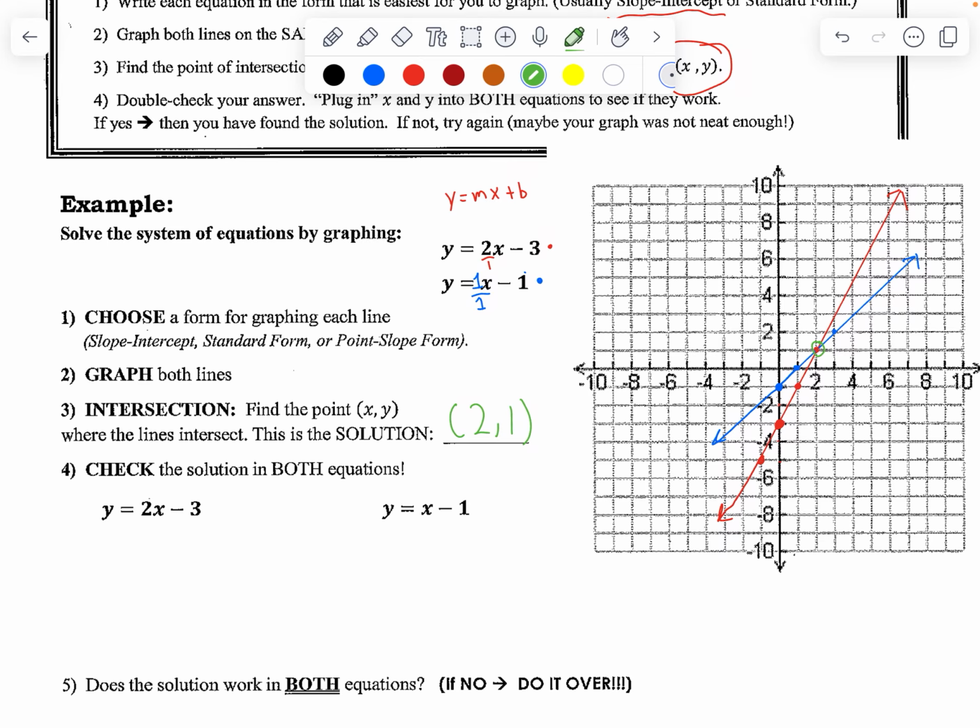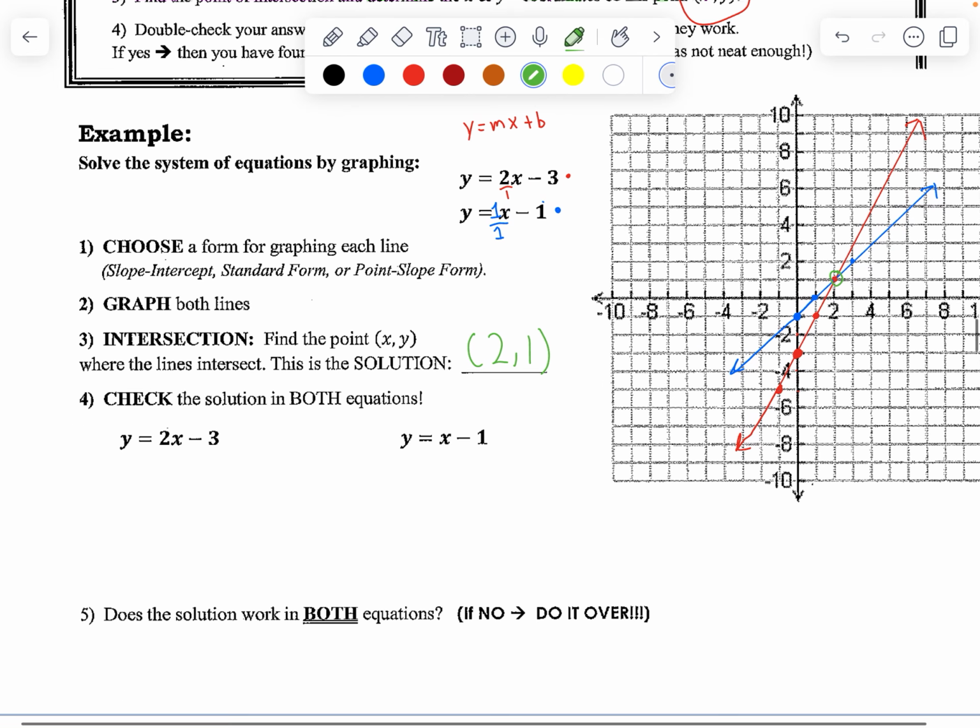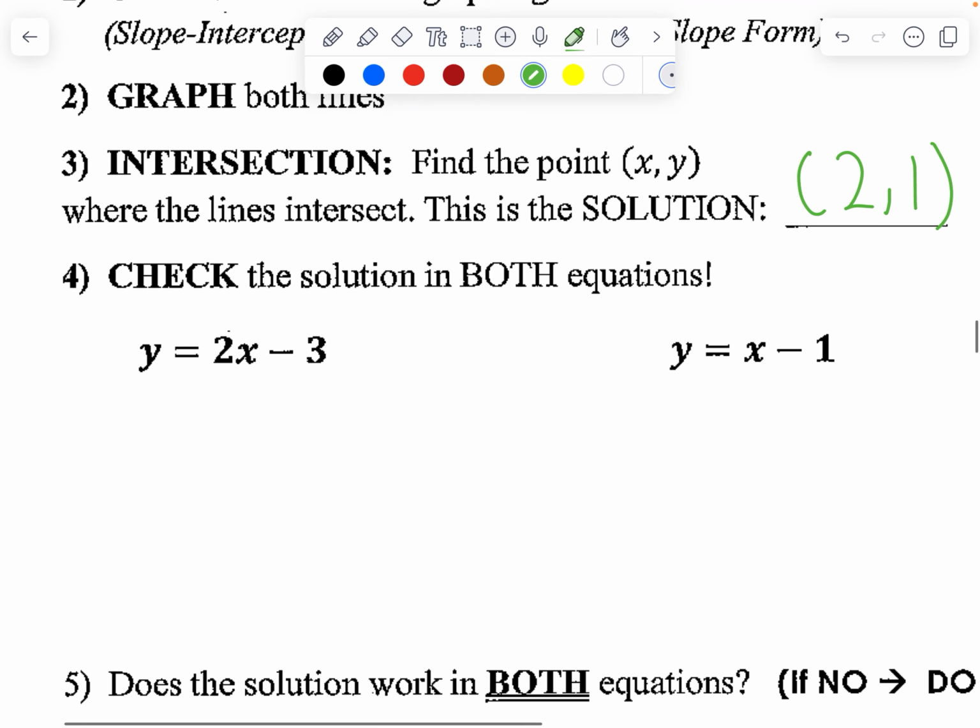And that's how you graph a system of equations. And we could plug the (2, 1) back in to both equations to see if it's correct. So it would look like this.